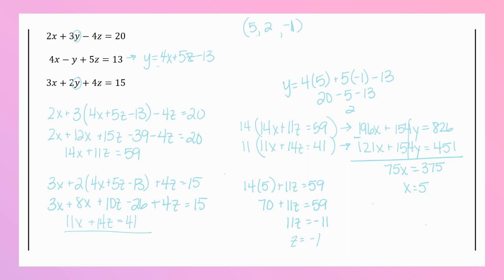And then I want to check it in the other two, okay? So we're just going to plug in 5 for x, 2 for y, negative 1 for z, and see if we get 20. 2 times 5 is 10, 3 times 2 is 6, and 1 times negative 4 is 4, and we add those together and we get 20. So it checks there. I'm going to try the bottom one, 3 times 5 plus 2 times 2 plus 4 times negative 1 is 15. So again, just take the time to check your answer and make sure that you didn't do all that work for nothing, okay?